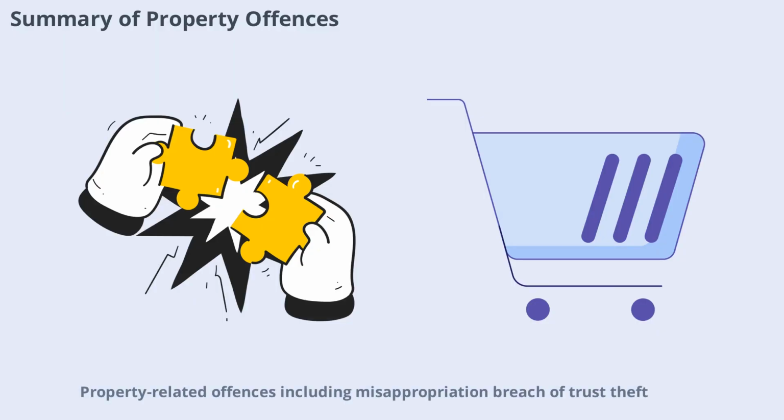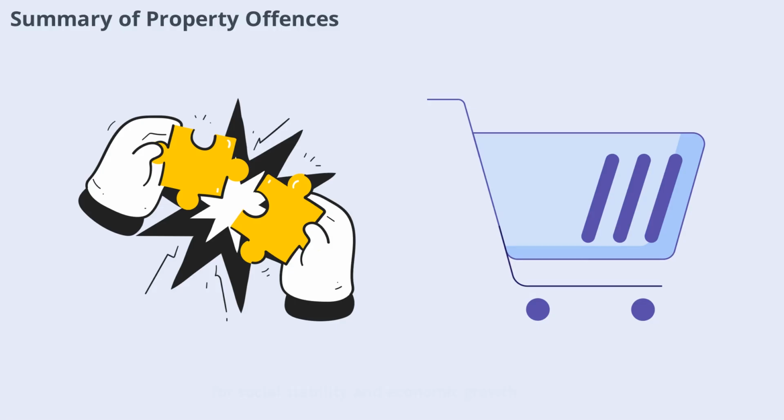Property-related offences, including misappropriation, breach of trust, theft, and cheating, are carefully defined to ensure justice. The law distinguishes between different types of wrongdoing, providing clear guidelines for prosecution and punishment. Protecting property rights is essential for social stability and economic growth, and these sections reinforce the value of honesty and trust.